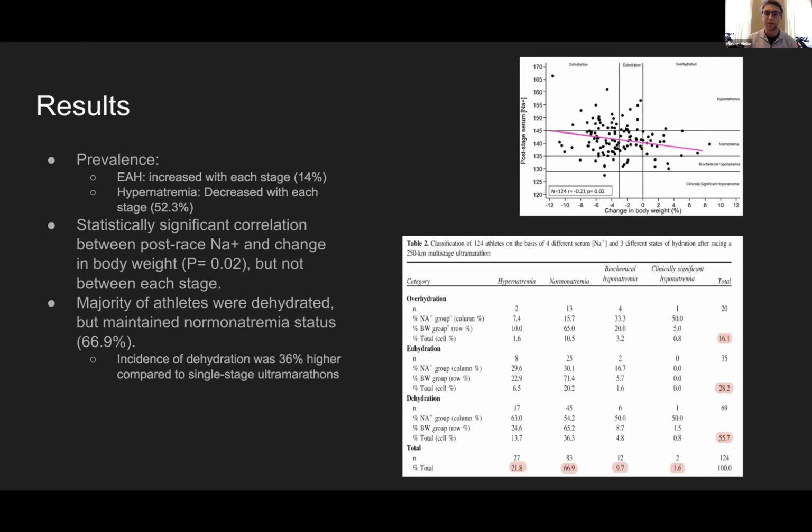So as you can see here, a majority of them stayed in the dehydrated range, and a majority also maintained normonatremia status, so falling at this level. Overall, though, the incidence of dehydration was 36% higher compared to single stage ultramarathons.